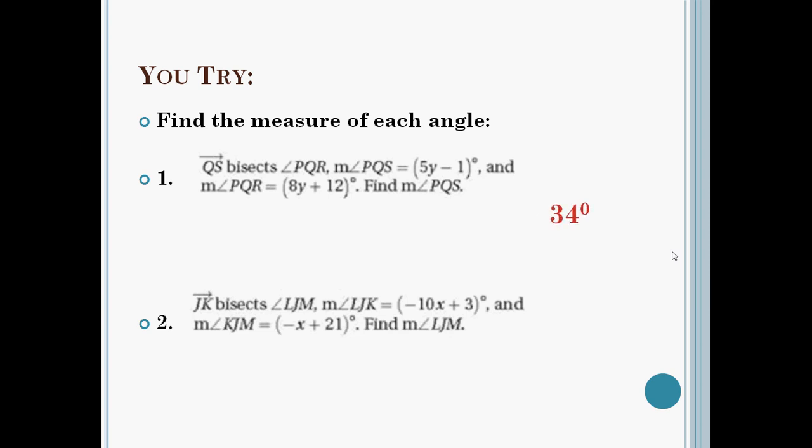Did you find that the measure of angle PQS was 34 degrees? And the measure of LJM was 46 degrees? Good job.